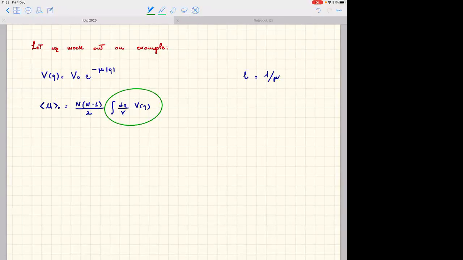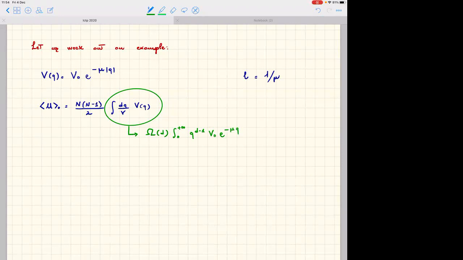What I get is the following. Since the integral depends on the absolute value of q, I can go to spherical coordinates. I will have a solid angle in d dimensions. And then I will have the integral between 0 and plus infinity of q to the power d minus 1, v naught e to the minus mu times q.